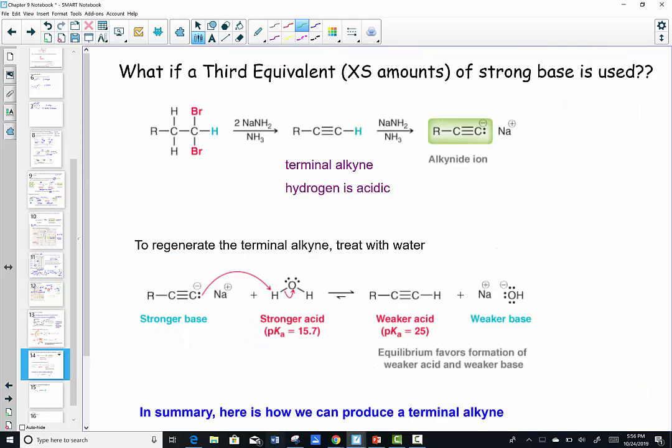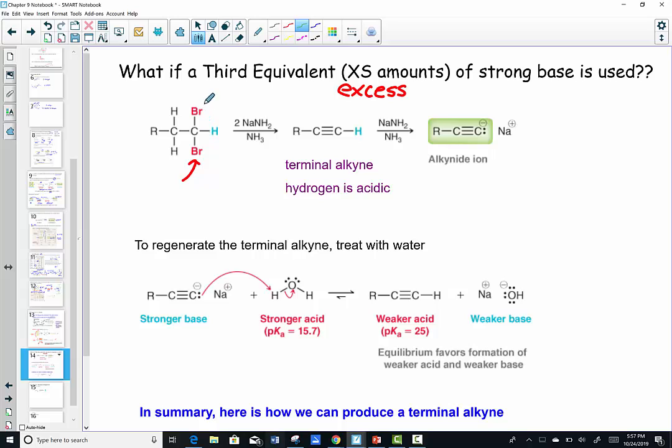What if a third equivalent, or sometimes on the arrow you'll see excess amounts? That's my abbreviation for excess amounts of base. Well, something unique happens there, and it really is easy to fix, but I just want to emphasize, if you have excess amounts of the base, it goes through a 3rd step. So let's take a moment and see.